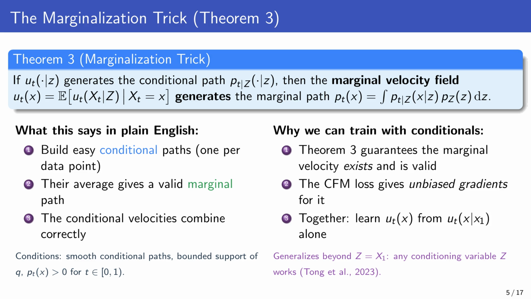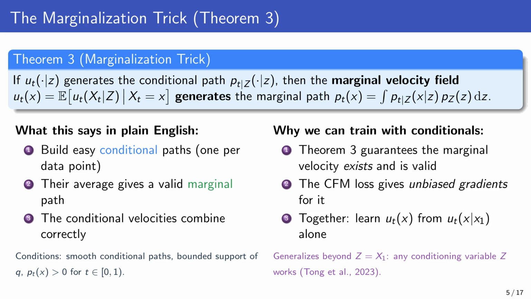The conditional paths combine correctly at the marginal level. You do not need to check anything extra. As long as the individual conditional paths are valid and the regularity conditions are met, the marginal path is automatically valid. The conditions are mild. The conditional paths need to be smooth, the target distribution Q should have bounded support, and the marginal density Pt of x should be positive for all x and t in the interval 0 to 1, excluding t equals 1. These are satisfied by essentially all practical choices of paths.